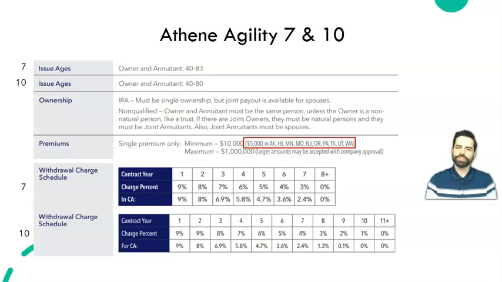There's just a few differences, such as how long you have to wait until you can access the income, the withdrawal charge schedule, the strategies, but everything else is pretty much the same.